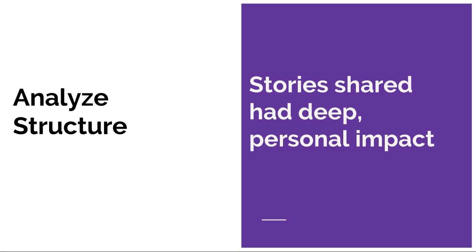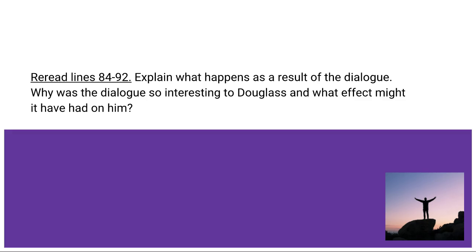Douglass describes a book he read at age 12 that had great influence on him. It included a dialogue between a master and a slave. Reread lines 84 through 92. Explain what happens as a result of the dialogue. Why was the dialogue so interesting to Douglass, and what effect might it have had on him? Pause while you think.